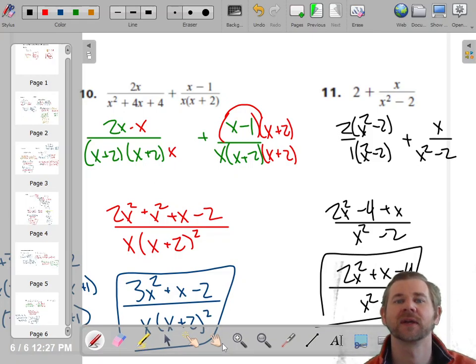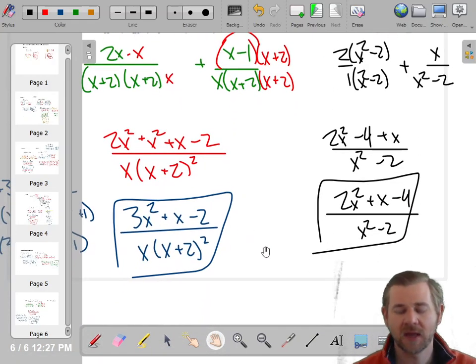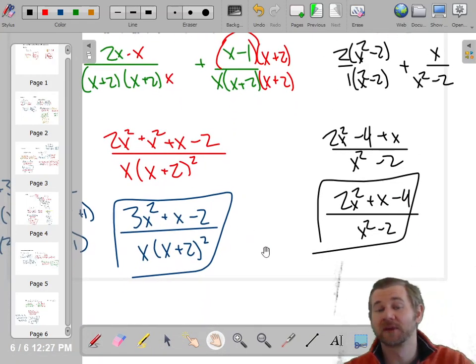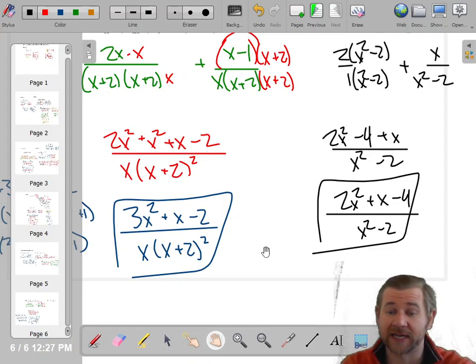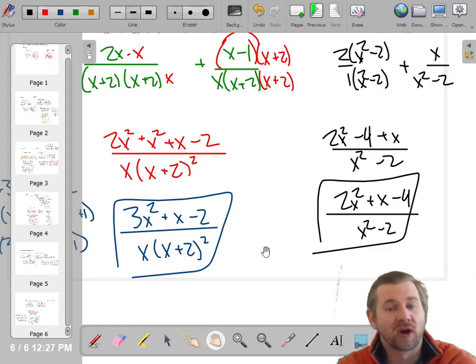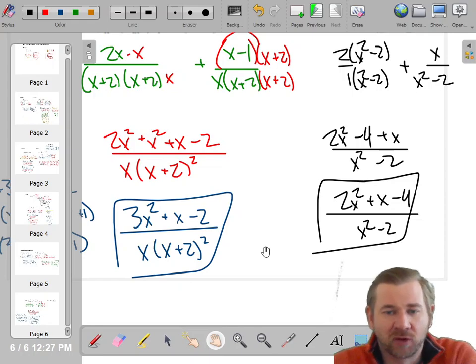All right. Oop, I can't see that though. There we go. All right, so this is something that's going to take a little practice. You're going to need to be real strong at factoring to have a lot of success here. But if you are strong at factoring, you'll be able to get there pretty quick.